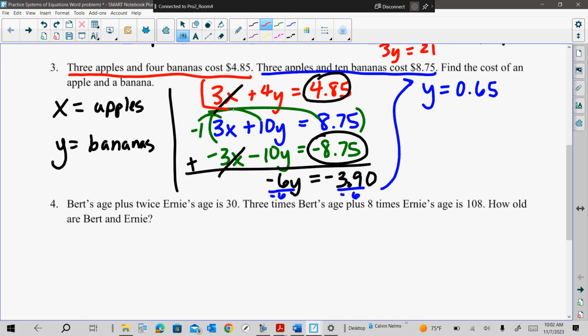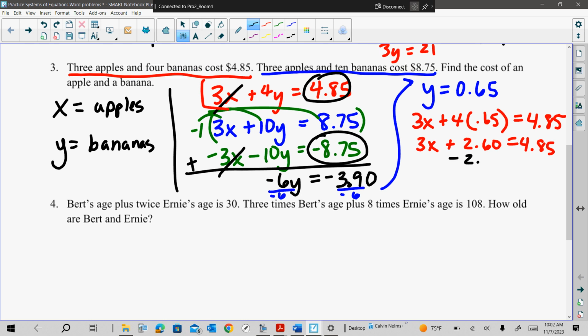So we go back to the, do y'all want to plug it back in the first or second equation? Okay, so that would be 3x plus 4 parentheses 0.65 for the y equals 4.85. So the 3x plus 2.60 equals 4.85. So now we're solving for x. If you subtract the 2.60 first, then divide by the 3, that will give you the x, which is your apples. I need to double check.